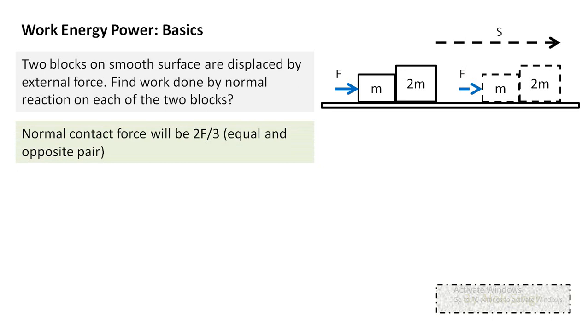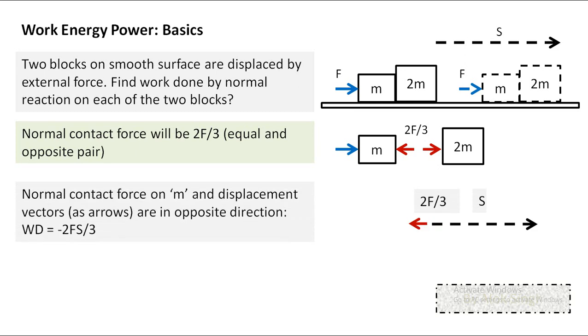First we start with the normal contact force, which can easily be found using basic principles of laws of motion. The magnitude of the contact force will be equal to 2F by 3, and it will form an equal and opposite pair. So this is how the contact force will act on block M towards the left and on block 2M towards the right, an equal and opposite pair.